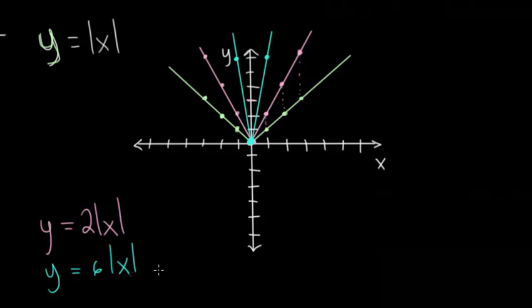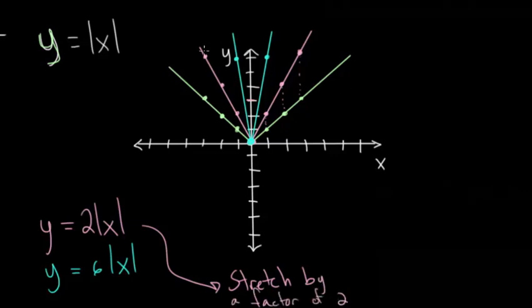But another way to think about it is that we are stretching the graph. So when we multiplied it by 2, you could think that we are stretching by a factor of 2. And so it's like we're taking this green one, the parent function, and just stretching it up and doubling all the y values.